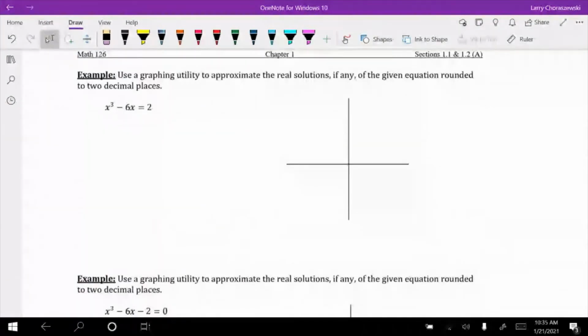In fact, it looks like we have an expression set equal to an expression. One expression is x cubed minus 6x, and the other expression is simply 2. And what that's going to do for us is help us define two equations. What I usually do is use the expression on the left-hand side as my definition of y1, and the expression on the right-hand side as my definition of y2. So just to recap, we're going to use the intersect feature.